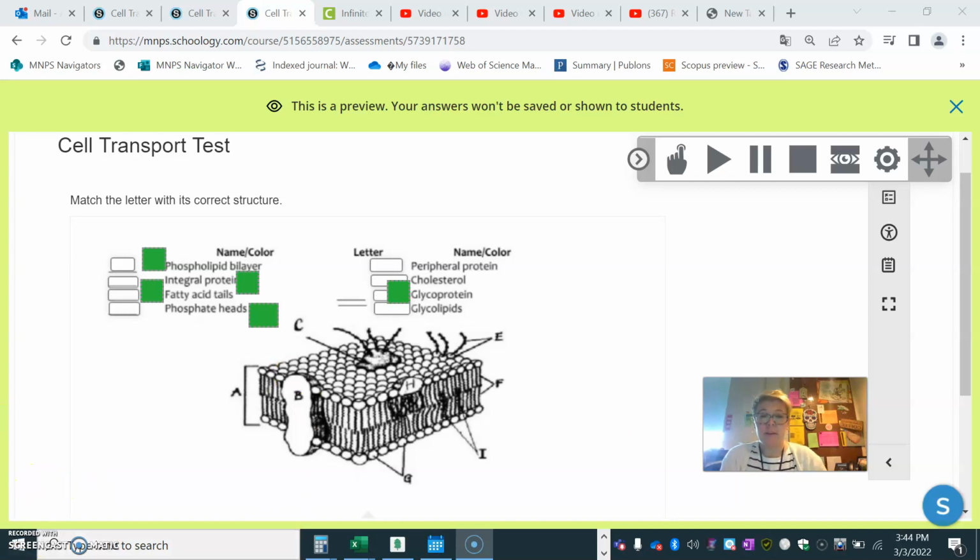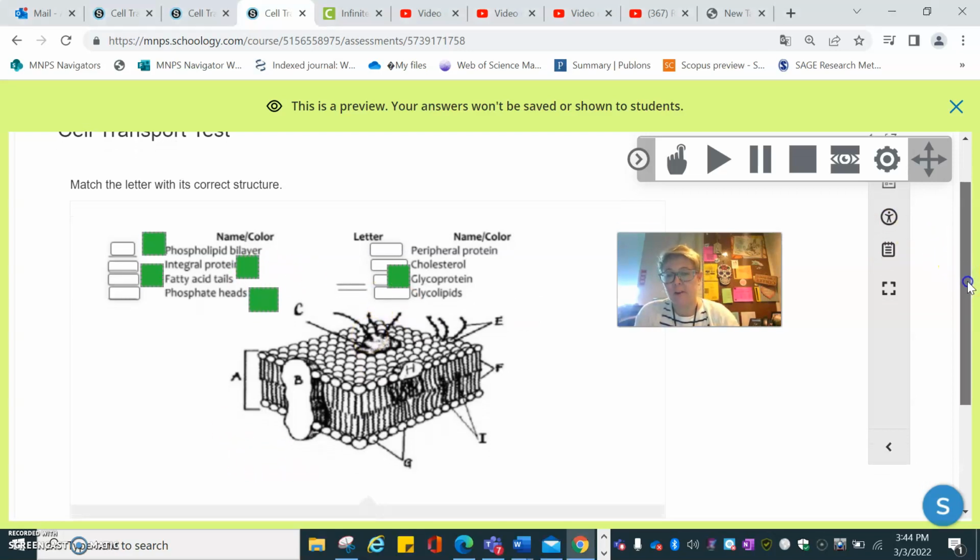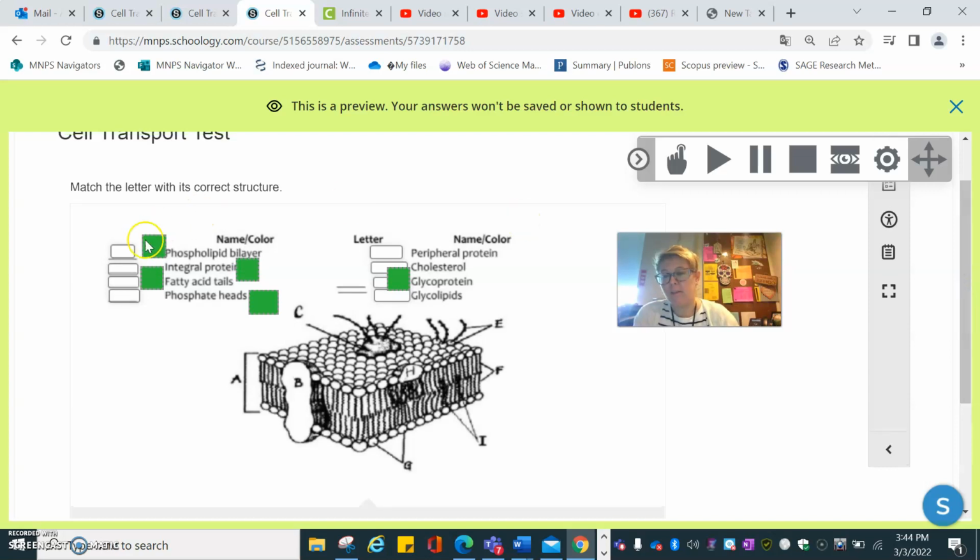All right, so this is pretty straightforward, y'all. We've gone over the parts of the cell membrane. You just had to match the letter with its structure. So phospholipid bilayer, this is that bilayer, 2 layers of phospholipids.